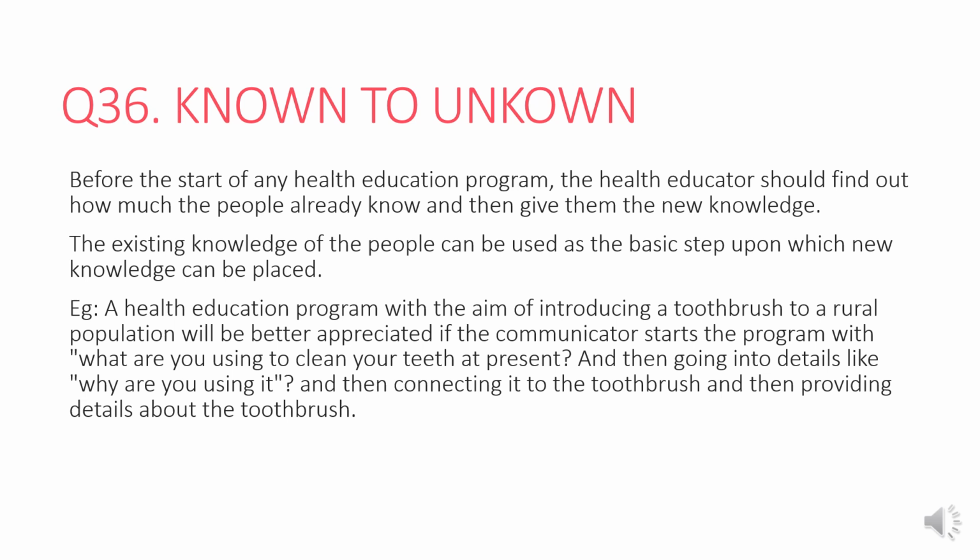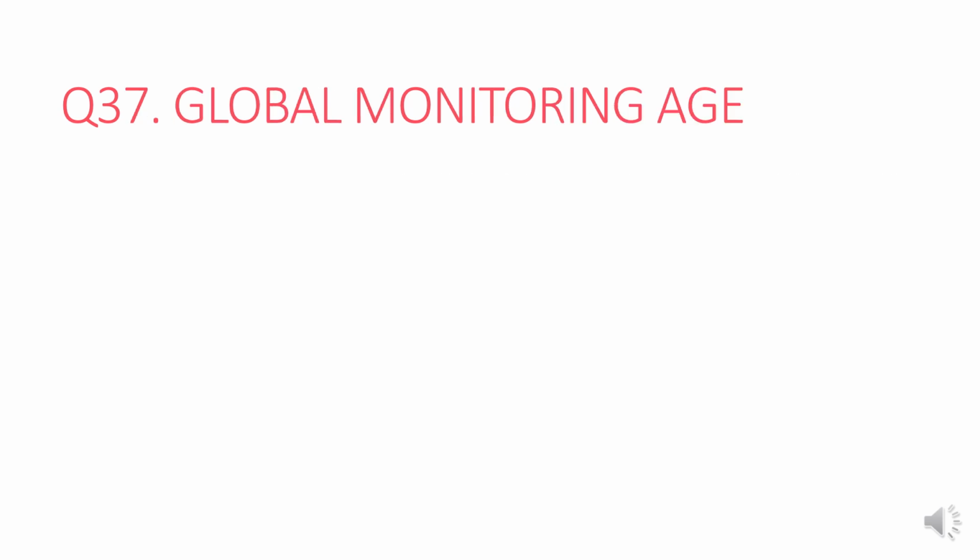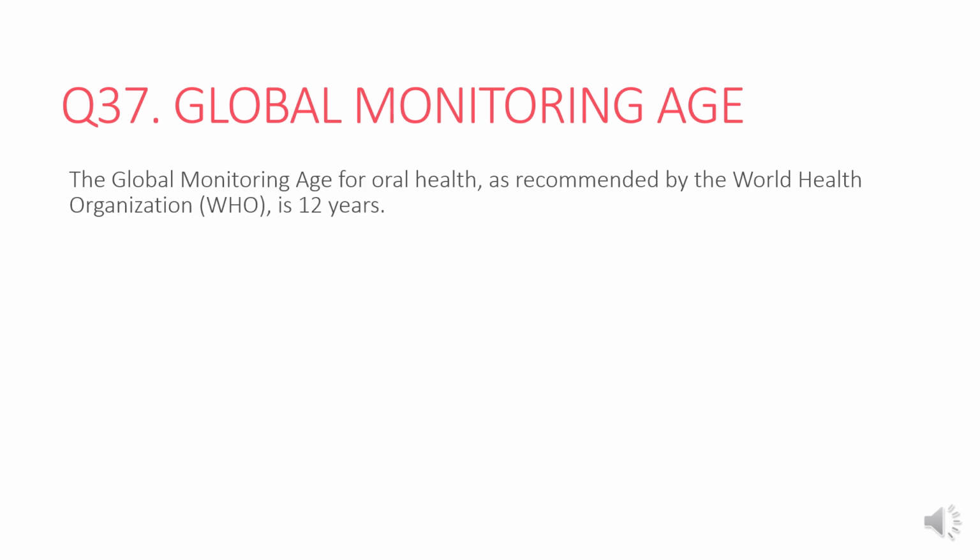Example, a health education program with the aim of introducing a toothbrush to a rural population will be better appreciated if the communicator starts the program with what are you using to clean your teeth at present, and then going into details like why are you using it, and then connecting it to the toothbrush and then providing details about the toothbrush. Question 37 is global monitoring age.